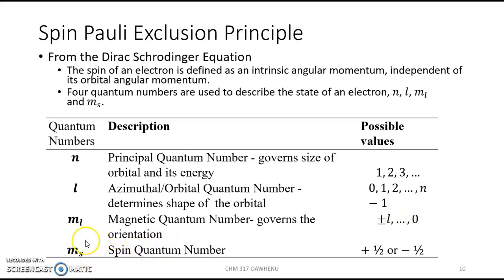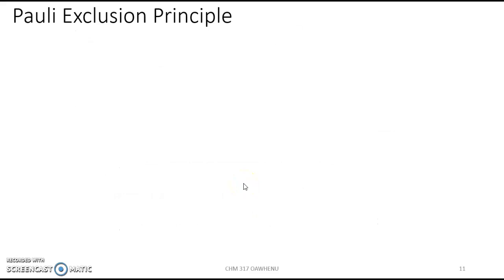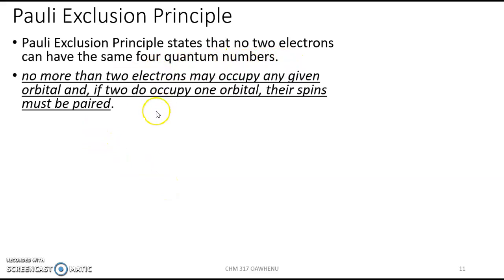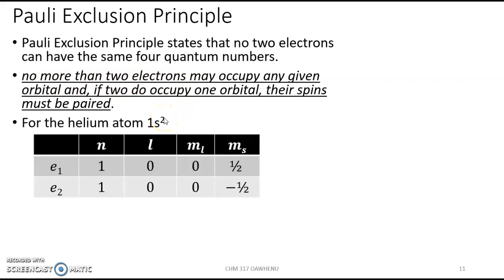And then the spin is half, and its orientation number, the m sub s, is positive half or negative half. According to Pauli's exclusion principle, which was also based on experiments relating to spin, no two electrons can have the same 4 quantum numbers. Or, to say it another way, no more than 2 electrons may occupy any given orbital, and if 2 occupy, their spins must be paired.